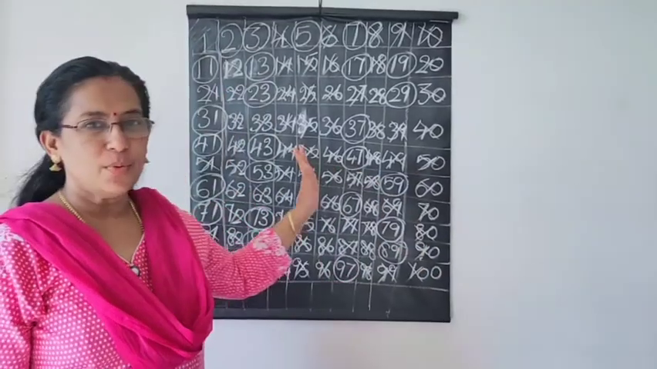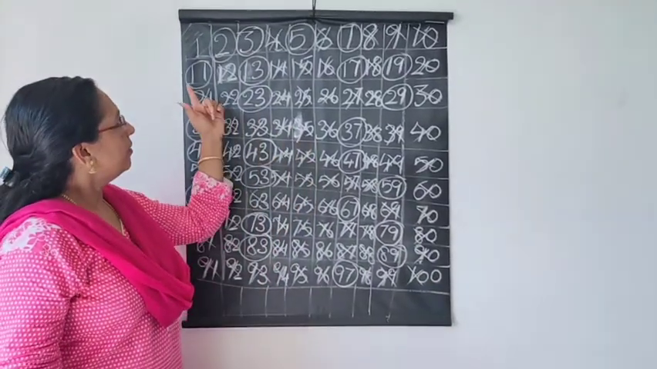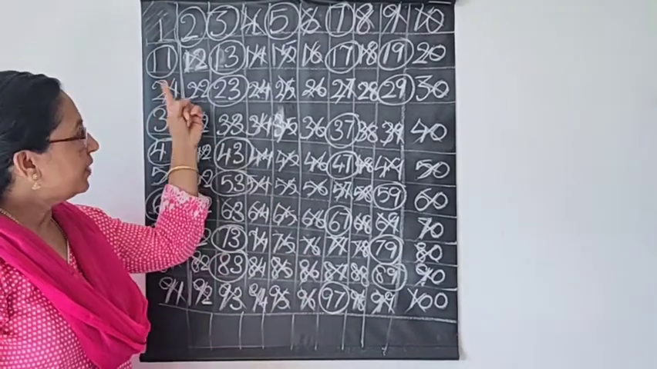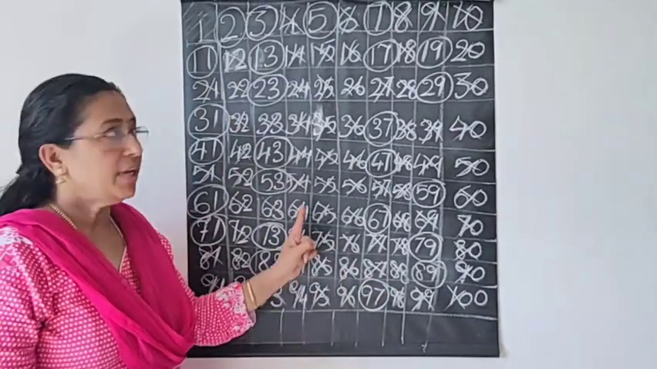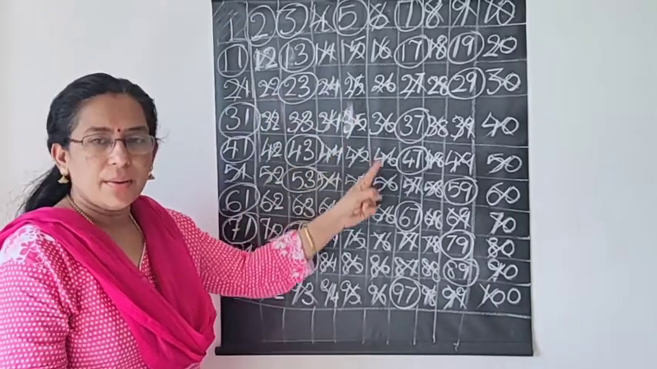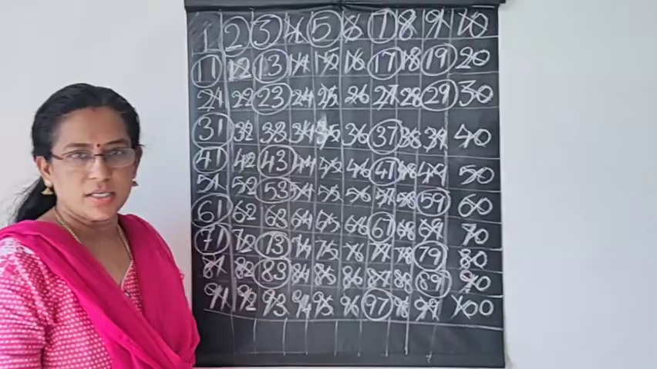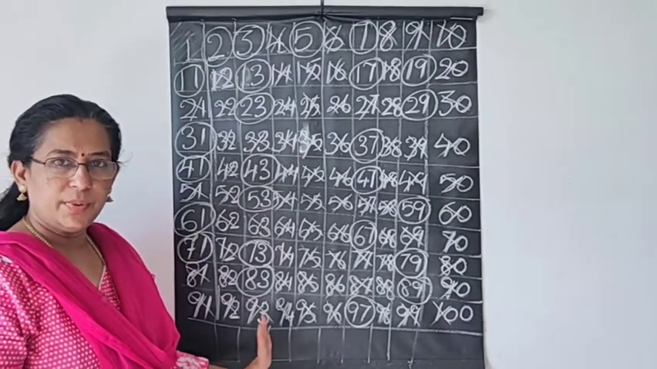Students, please see the board. All 1 to 100 numbers I have written. We have to find out between 1 to 100 how many prime numbers are there. What are the prime numbers between 1 to 100? Okay, are you ready? Please see the board.